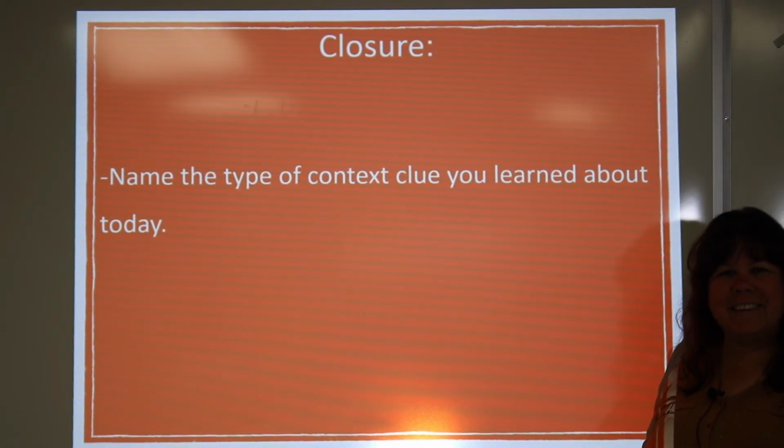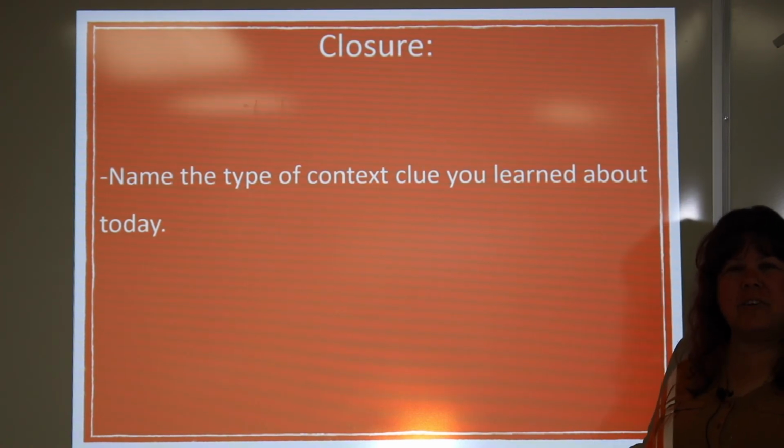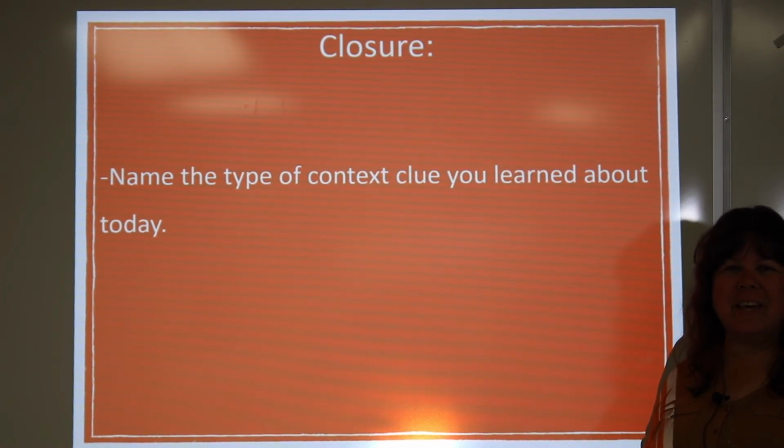Okay, our closure for today is to name or think of the context clue that you just learned about today. All right, and then you'll go in and work on your Study Island or Exact Path.